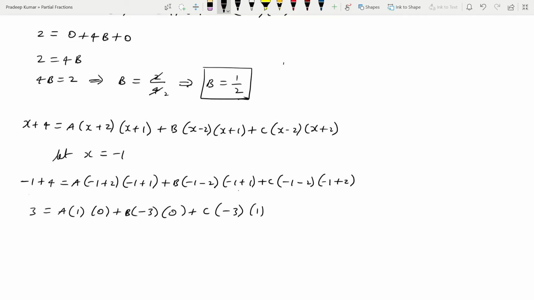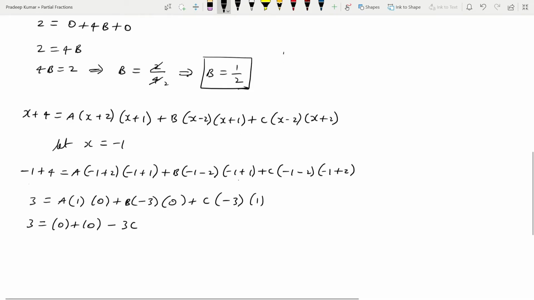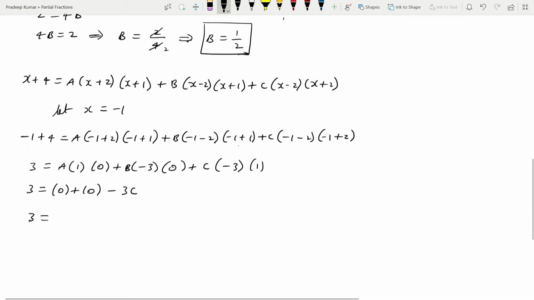Okay, so 3 equal to, this whole part will become 0 because 0 into anything is 0. So first, A was becoming 0, and 0 into anything is 0, so even the second part is becoming 0. The remaining part is -3C. So we'll write this forward: 3 equal to -3C remained. So here we are getting C equal to 3 by -3. So the 3 can be cancelled, and we're getting C equal to -1.